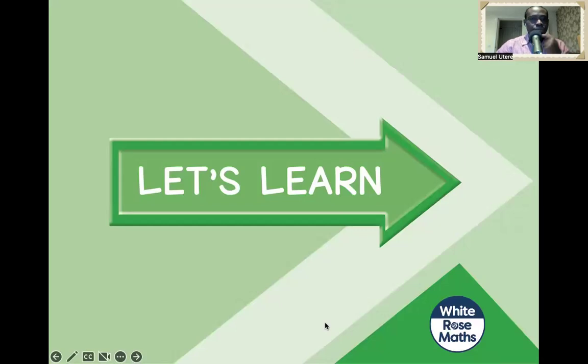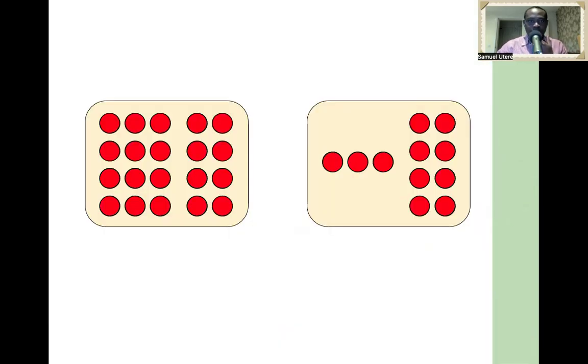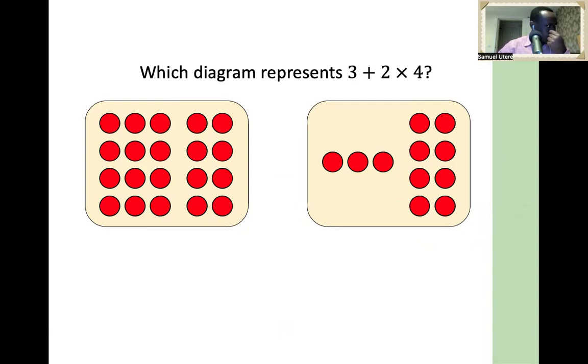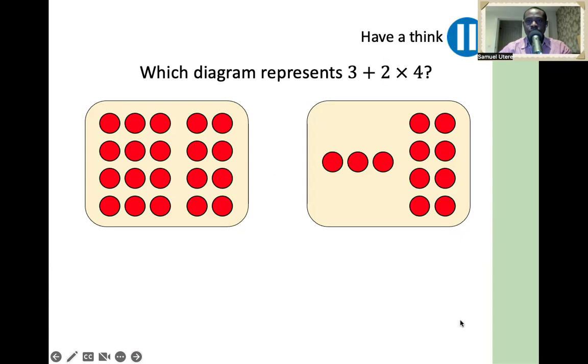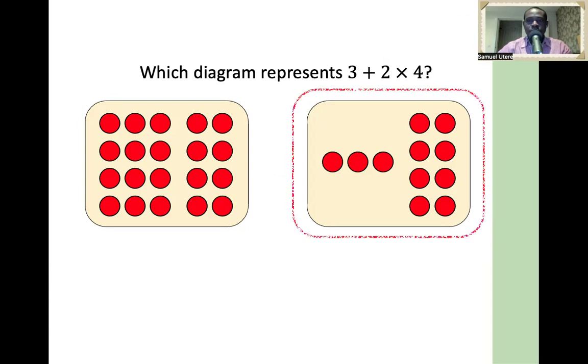All right. Let's do some new learning. Now, looking at this calculation, which diagram represents 3 add 2 multiplied by 4? Which one would you choose that properly represents how this calculation should be done? Have a think. Well, it's this one. So this means 3 add 2 multiplied by 4. But you may be wondering, why have we done it that way? Why not this one?